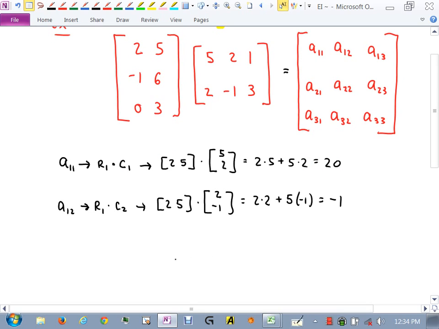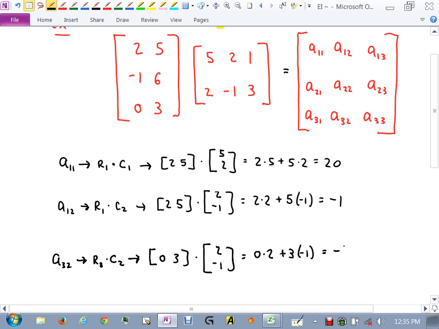And I keep going. So let me pick one of these. I'd go to this one now. How about A32? How would you find A32? I would take the third row of the first one times the second column of the second matrix. So what's row 3? 0, 3. I'm going to multiply that times 2, negative 1, which is the same as 0 times 2 plus 3 times negative 1, which gives you negative 3.